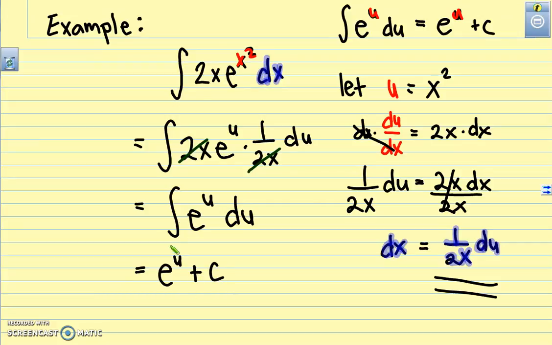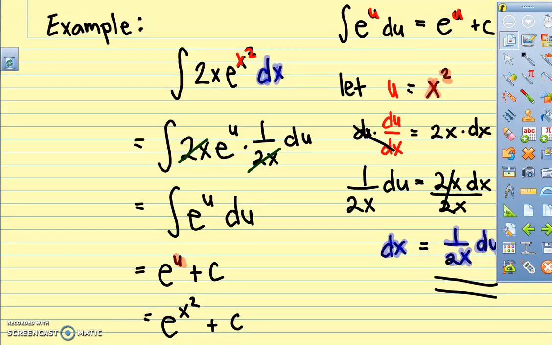Always don't forget to end it by resubstituting in your original u value, which was originally x squared. So the final answer is e to the x squared plus c. That's your final answer. And I'll just go ahead and stop it here.